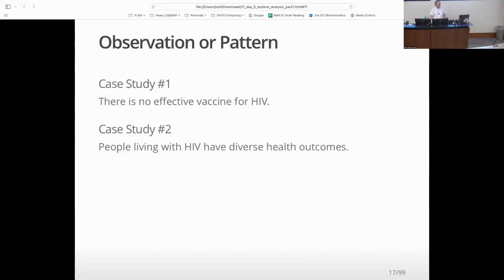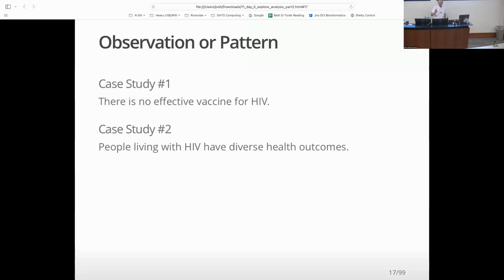Okay, so we're going to walk through each of these steps for the 2 different case studies. And so for case study 1, our observation or pattern is that there's no effective vaccine for HIV. For case study 2, the observation or pattern is that people living with HIV have diverse health outcomes. And I'm going to say again that things aren't necessarily so simple.